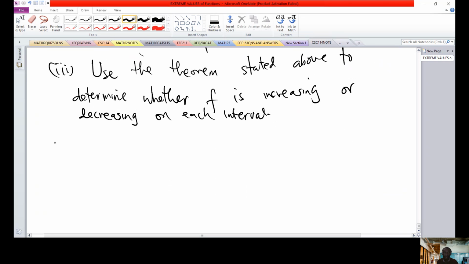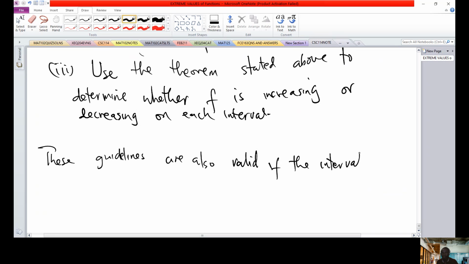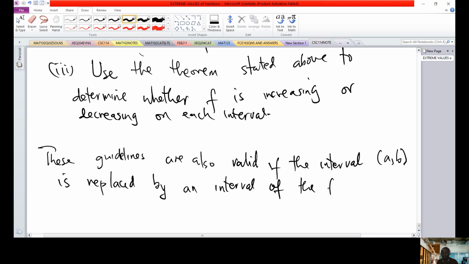Now remember, these guidelines are also valid if the interval is replaced by an interval of the form minus infinity to b, a to infinity, or minus infinity to positive infinity.